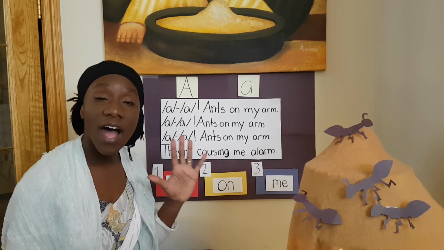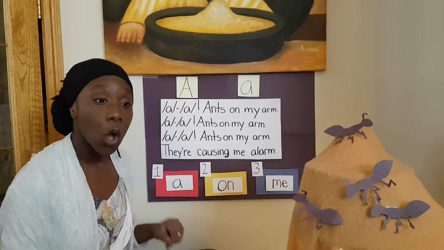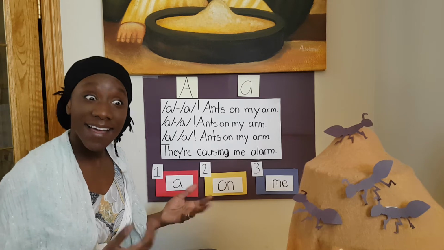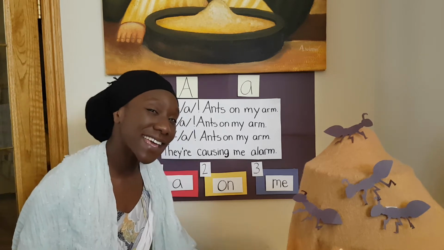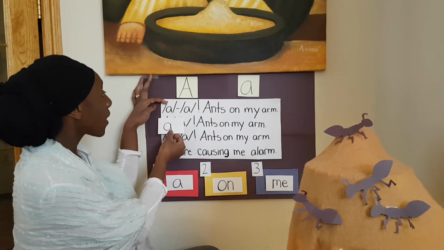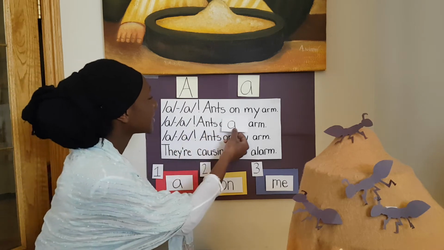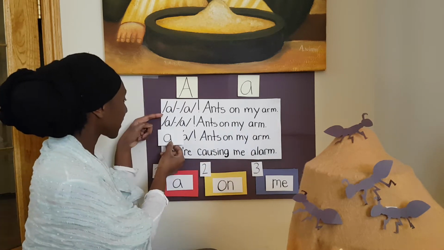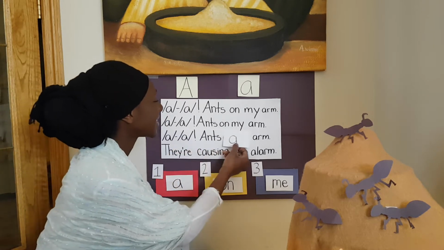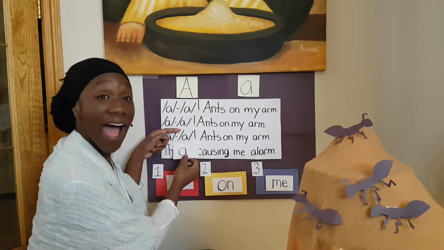Now let's do our 5 steps. The first step is see it, say it. When you see the word you're going to say ah. Ready? Let's begin. Ah. Ah. Ah. Ah.